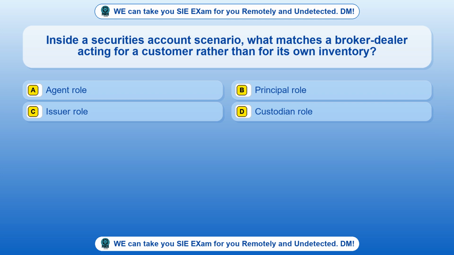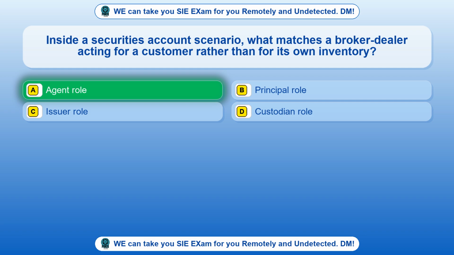Question 65. Inside a securities account scenario, what matches a broker-dealer acting for a customer rather than for its own inventory? Option A, agent role. Option B, principal role. Option C, issuer role. Option D, custodian role. The correct answer is option A, agent role.